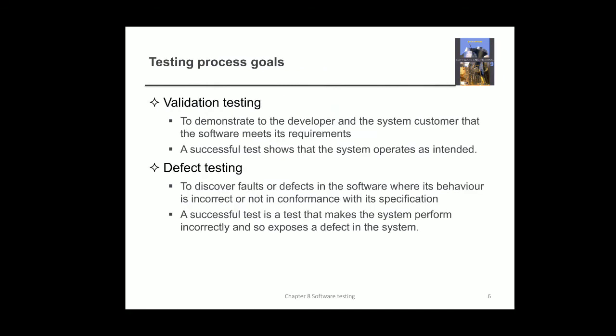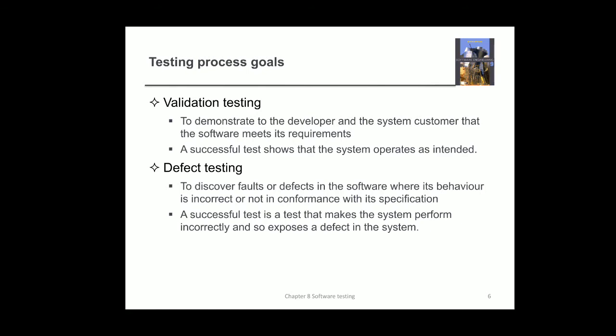Validation testing is used for demonstrating to the developer and the system customer that the software meets its requirements, what is given by the customer. And a successful test shows that the system operates as intended. If you develop a testing and you give an application to the customer, if everything is working fine, that means you have done a correct testing, and if it is accepted by the customer, that means validation testing has been done properly. Second one is about defect testing.